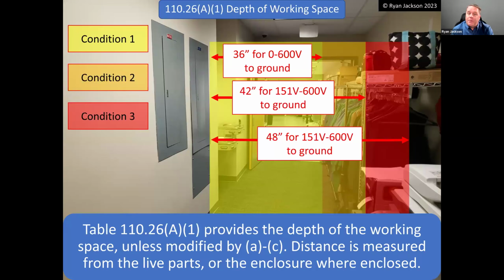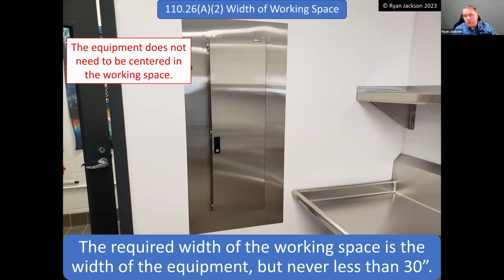A1 is the depth of the working space, and it depends on the voltage and what's behind you as you're looking at the equipment. So at a minimum, 3 feet, but sometimes 42 inches or even 4 feet, again, depending on the voltage and what's behind you. So at a minimum, I need to have 3 feet by 30 inches wide, but not less than the width of the equipment. Now, that working space does not have to be centered.